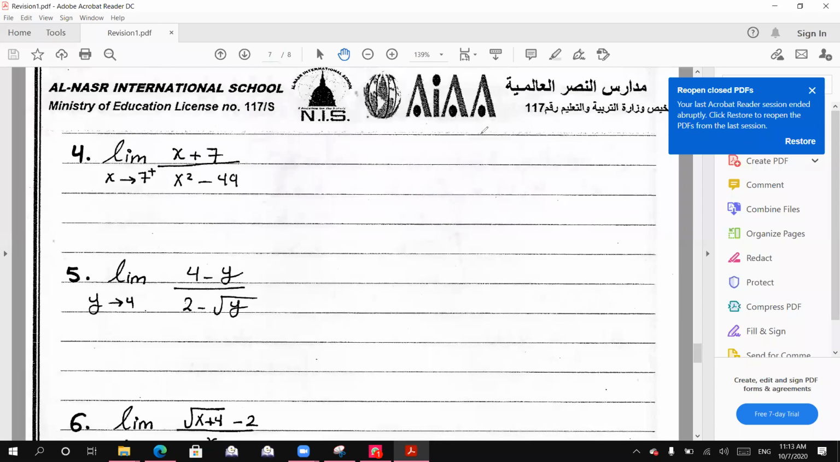Now look at this one here. Limit of x plus 7 over x squared minus 49. Now look at x squared minus 49. I can factorize it as x minus 7 and x plus 7. So it is x plus 7 over x minus 7 and x plus 7.